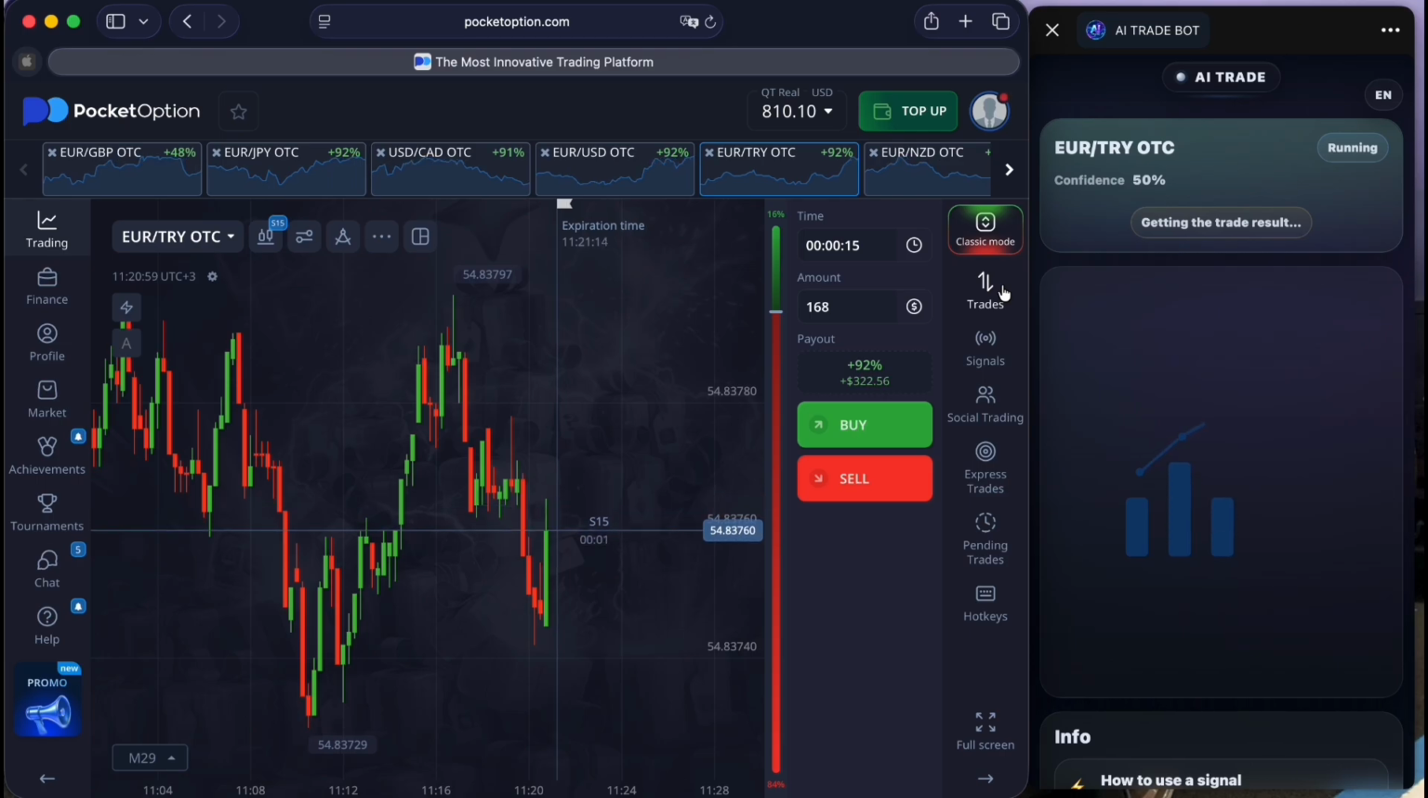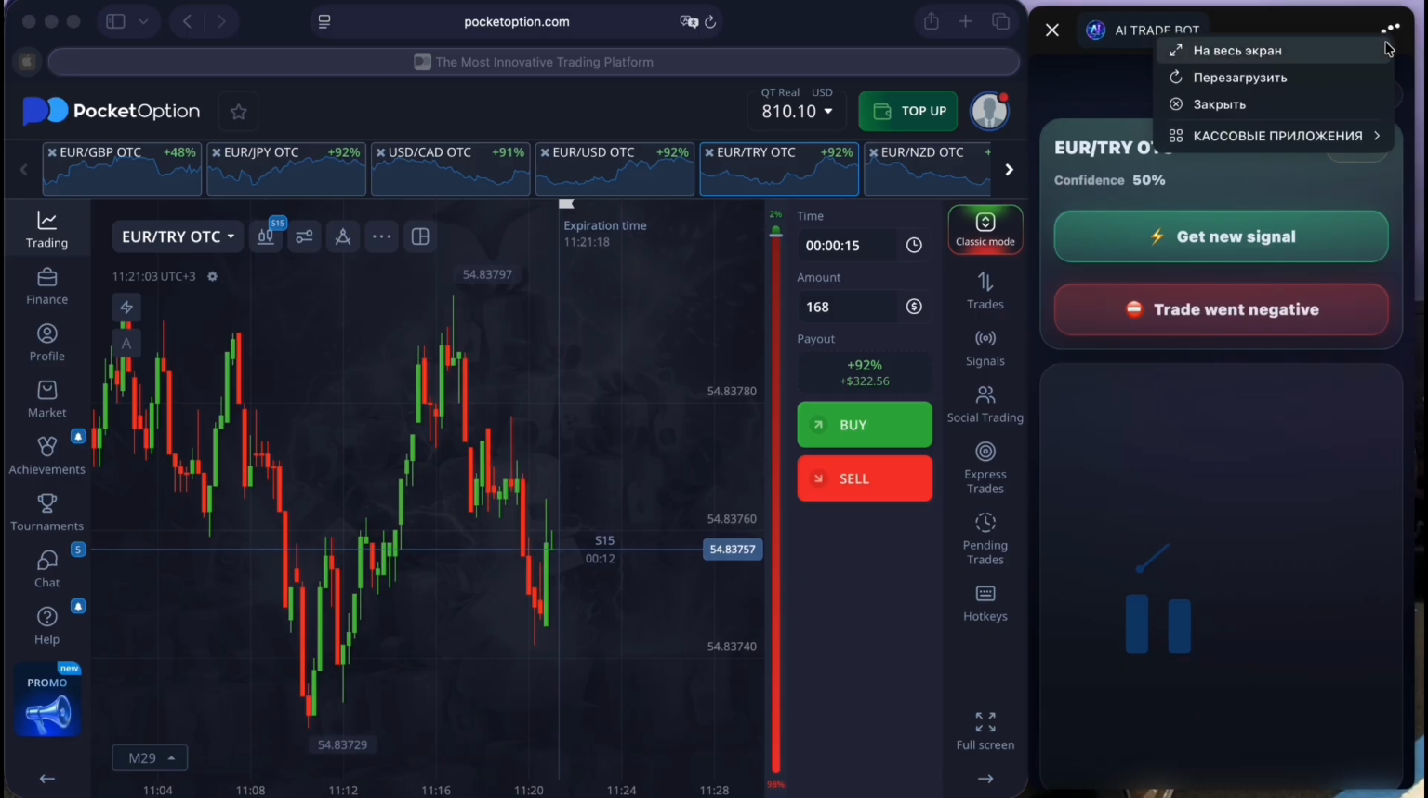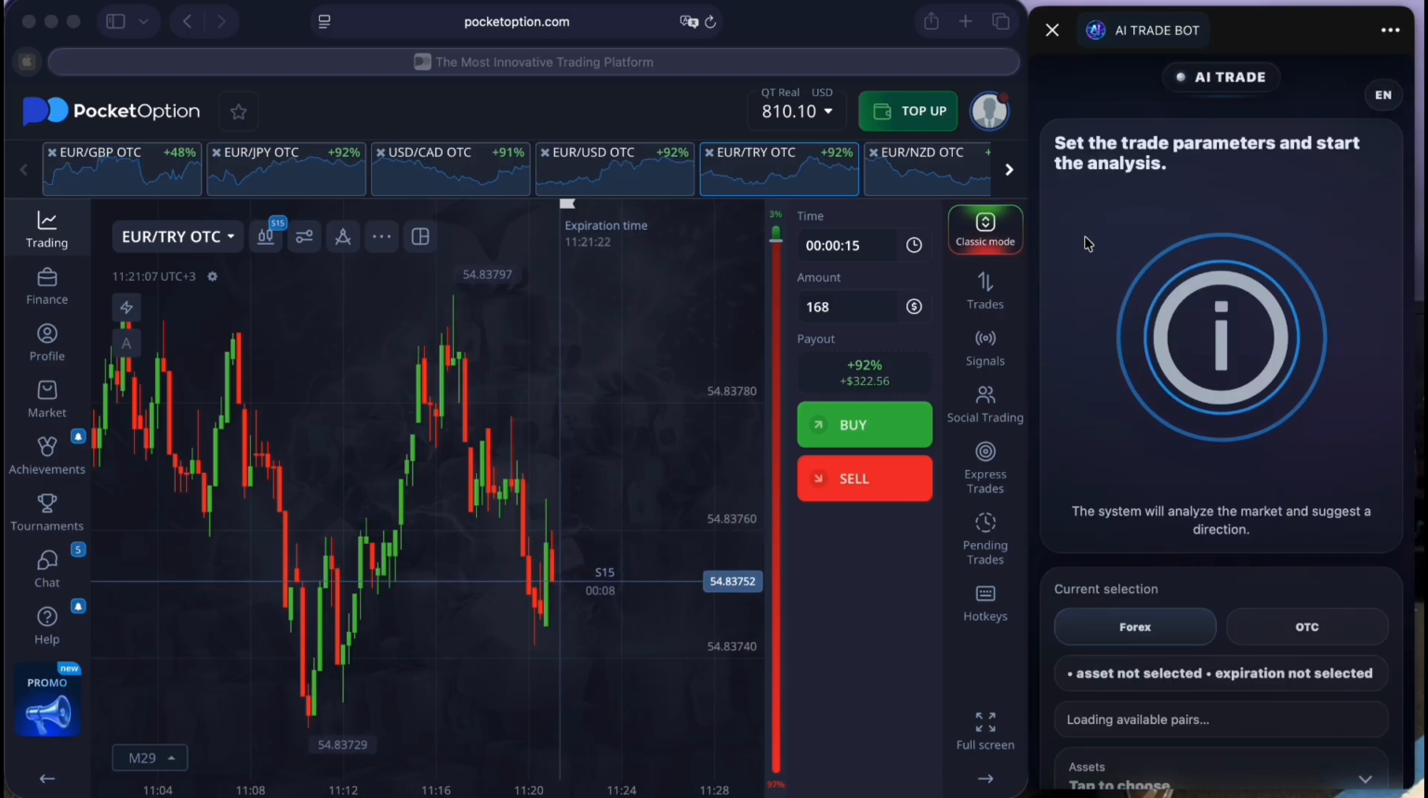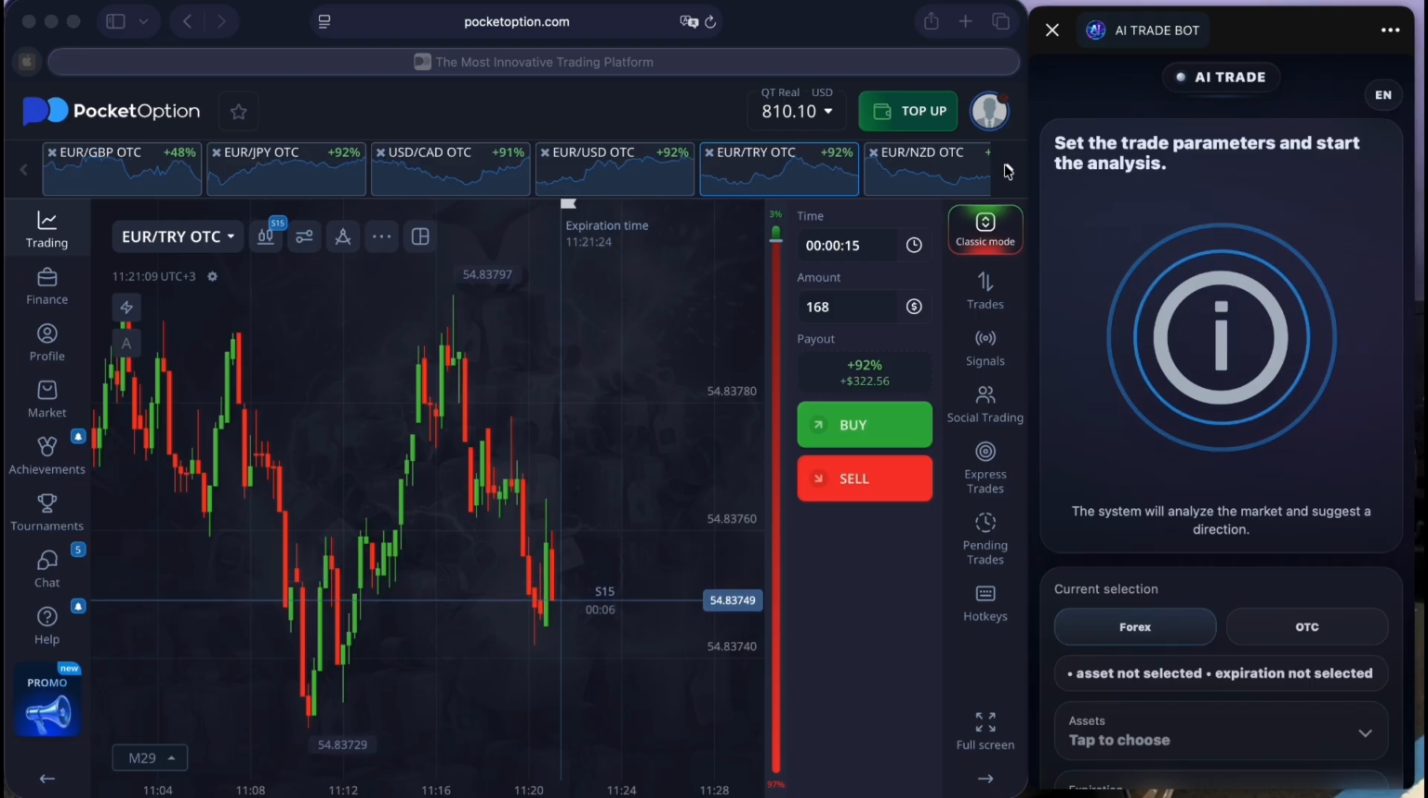And here it gives us once again a perfect entry point on this asset. No problems at all closing the second entry point in profit. We're up by $300, but I'm not going to stop there either.